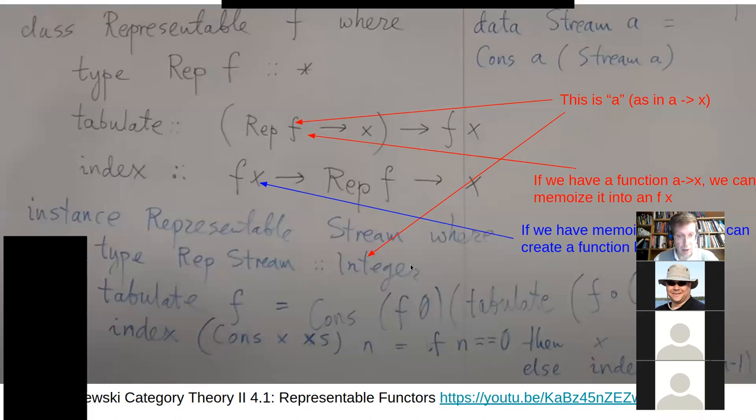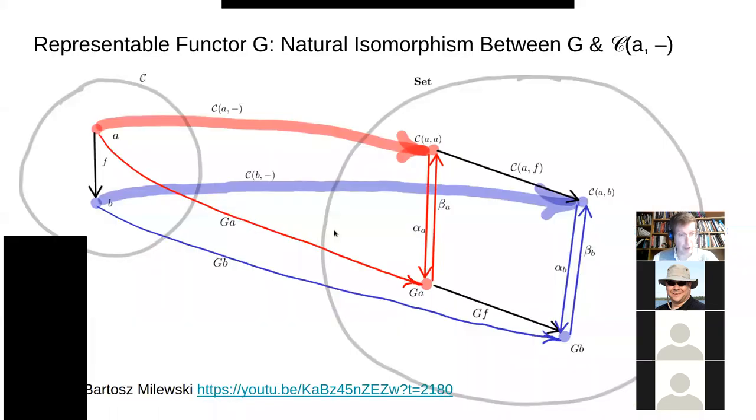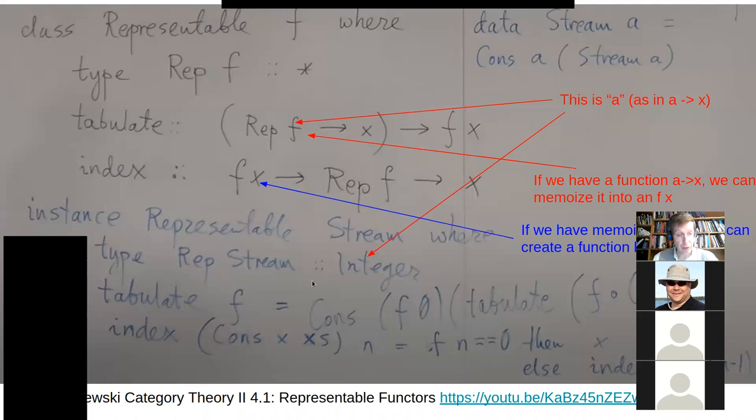Or given a tabulation of them, I can always do a lookup function, like a lookup from an integer to an X. And Bartosz does this nice demonstration of how streams are representables, where this A is an integer. So they're representables. We can tabulate it and index it in this appropriate way. This would be the equivalent of representable functors within the context of Haskell.